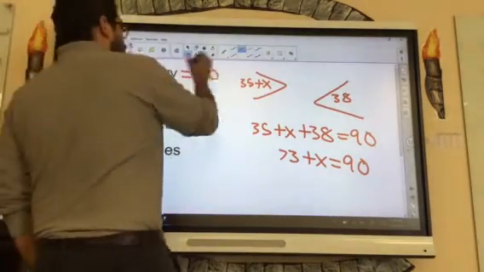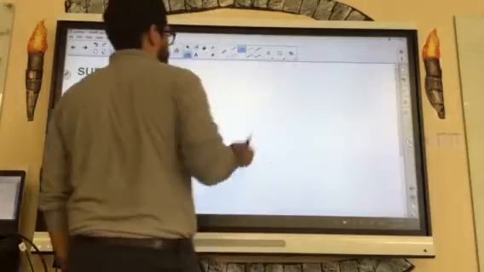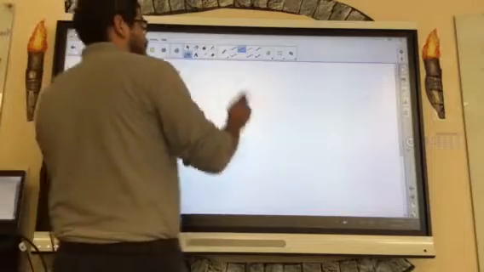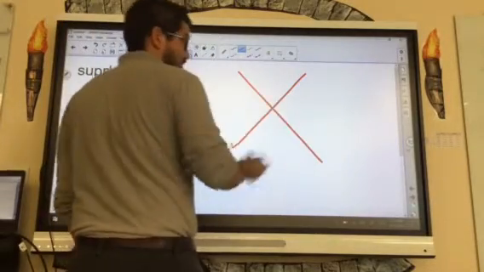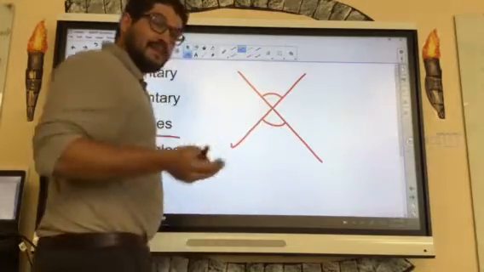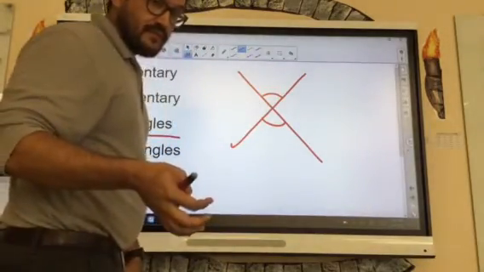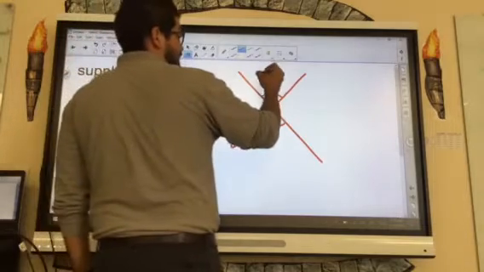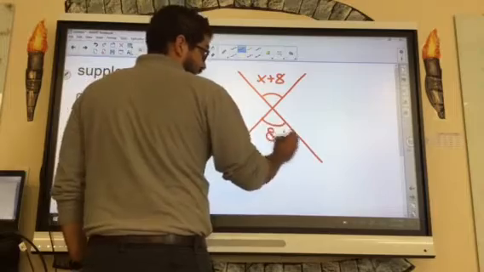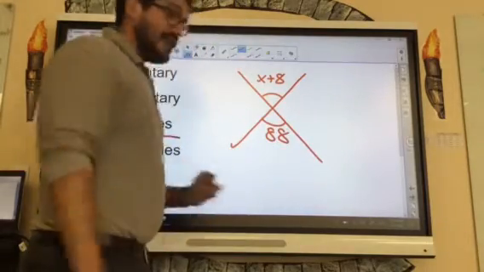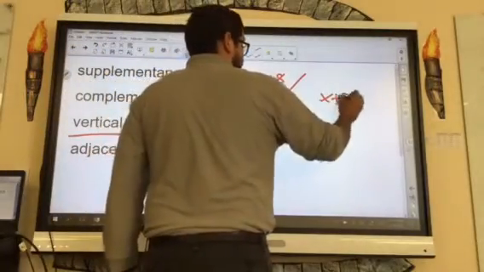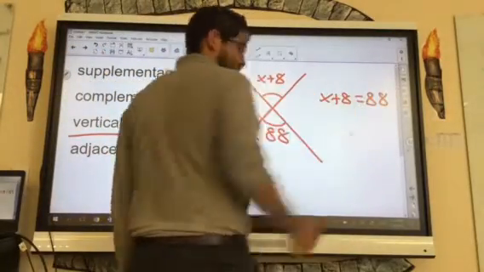That's easy. Vertical angles, okay, are angles that are on opposite sides of each other when there's a cross like this. So this is a vertical angle, and this is a vertical angle to each other. What's so important about them? They're equal to each other. Okay, that's what's important. So if I say this is x plus 8, and this is 88, then I know that x is 80, because they're equal to each other. X plus 8 would be equal to 88.